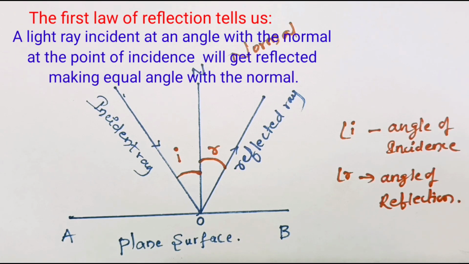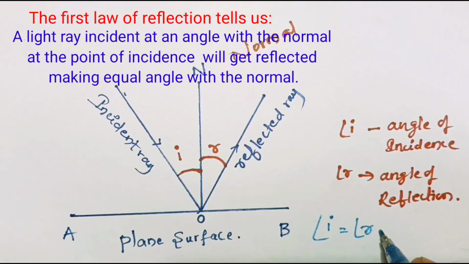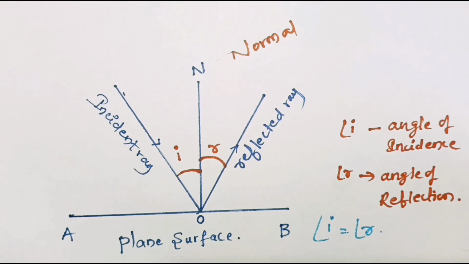The first law of reflection tells us a light ray incident at an angle with the normal at the point of incidence will get reflected making an equal angle with the normal. So, angle of incidence is equal to angle of reflection. Angle i is equal to angle r.